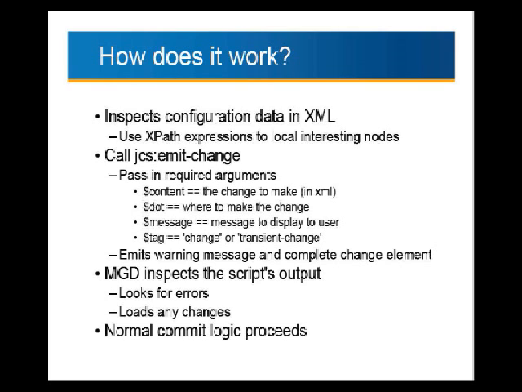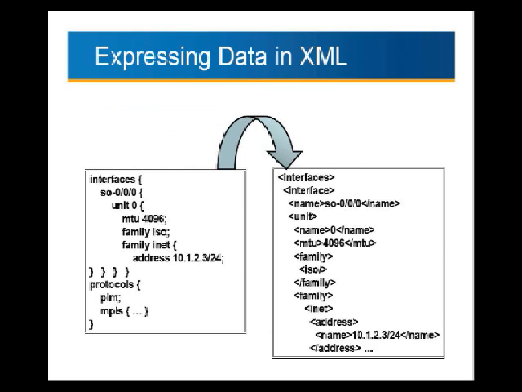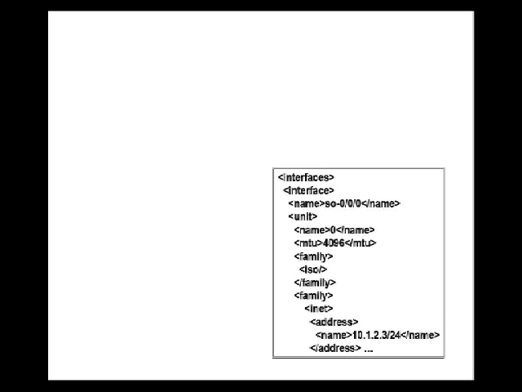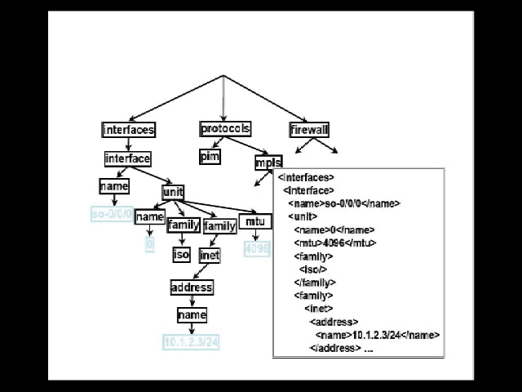So your script will generate those as actions. They're passed back to MGD, and MGD looks for errors, and if there are no errors, allows a normal commit. There's a nice one-to-one mapping between the configuration as expressed in Junos and the XML equivalent configuration, and so we can generate that easily. If you take an XML configuration and think of it as a tree, there's a standard called XPath, which allows you to find things in that tree.